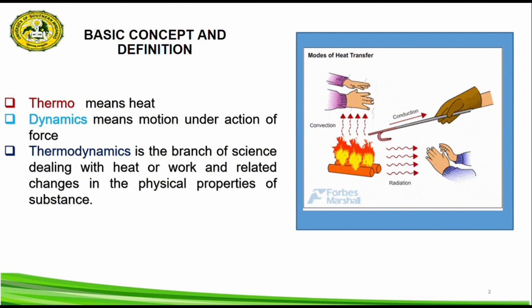water in a pot. And lastly is radiation, the transfer of heat in the form of electromagnetic waves, as we have shown here, such as infrared radiation. Unlike conduction and convection, radiation does not require a medium like air or a solid to transfer heat, and any object at a temperature above absolute zero emits thermal radiation, as what we have also shown here in the image, thermal heat or thermal radiation.